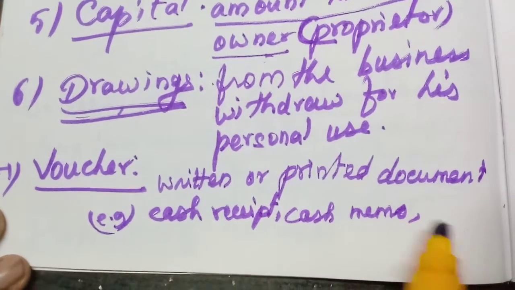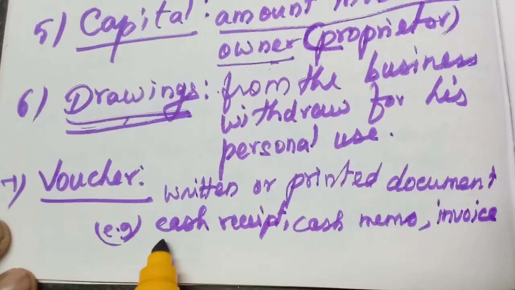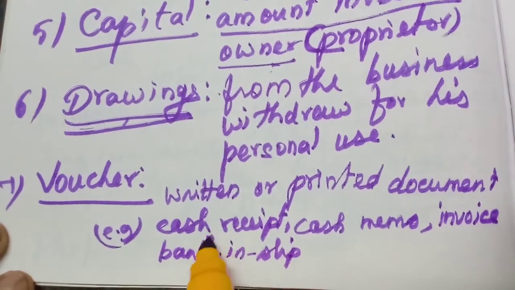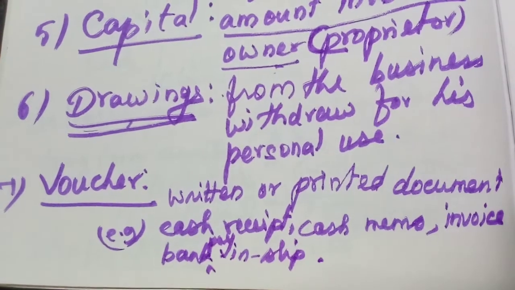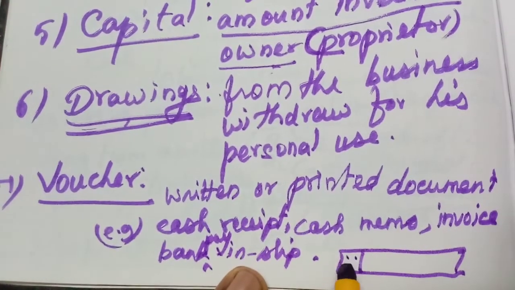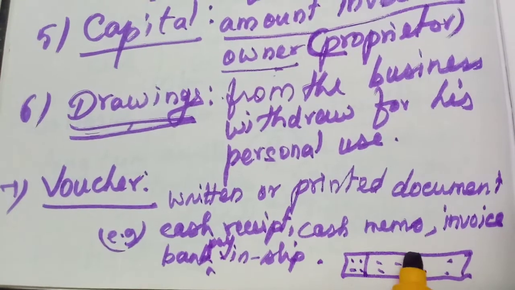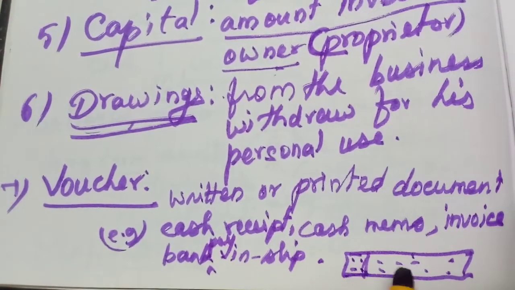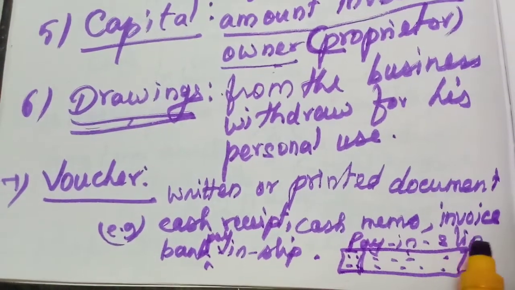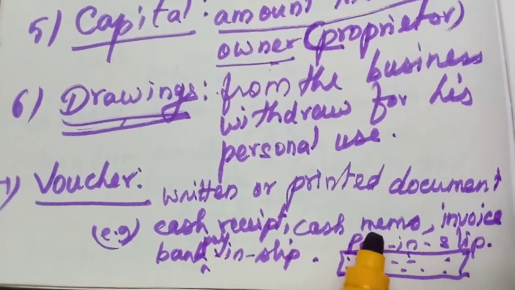Then you may get an invoice. If you purchase on credit, we will get one document that is called invoice. Or when you go to the bank to deposit money, we will take one slip to deposit the amount in the bank. One long piece and one small, short piece will be available there. The long one, we will fill it up and give to the cashier. He will tear that part and keep it as his record. The small receipt, he will give back to us. This is called bank pay-in slip. We go to the bank and ask for the deposit slip, isn't it? That slip is called pay-in slip. So all these are written or printed documents as evidence.